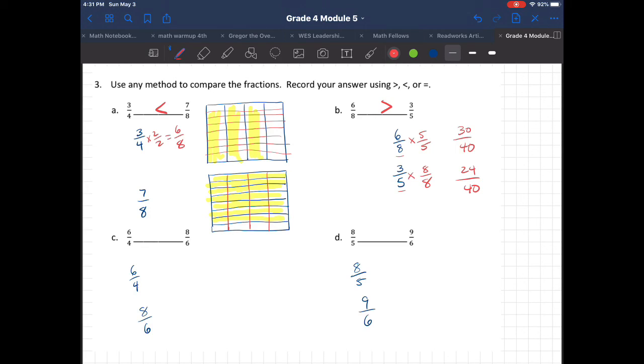This is one where I can do 4 times 6, but I could get a smaller common denominator by using, let's see, 3 over 3 would give me 18/12, and 2 over 2 would give me 12ths. 16/12, and 18 is more than 16. 8/5 or 9/6. I think I'm going to have to do the opposite denominators on this one. 48/30 and 45/30. 48 is just a little bit more.